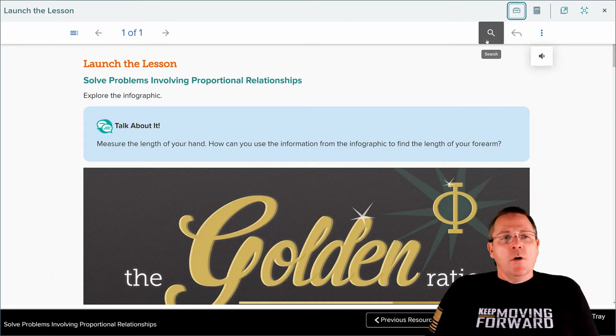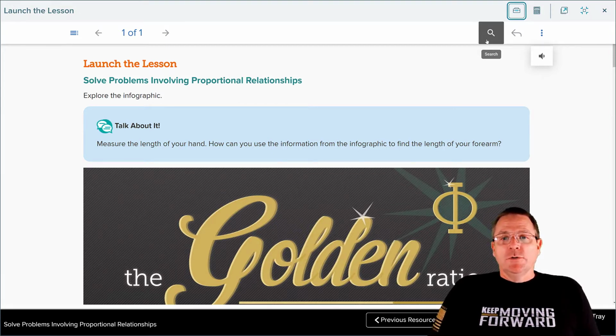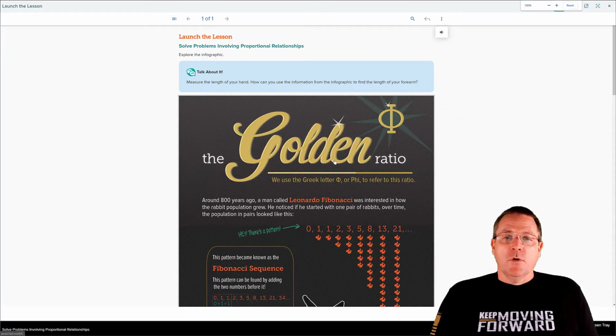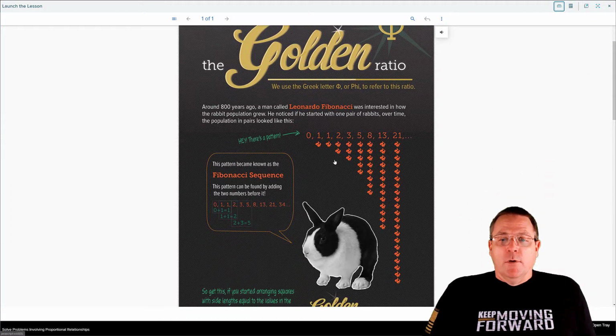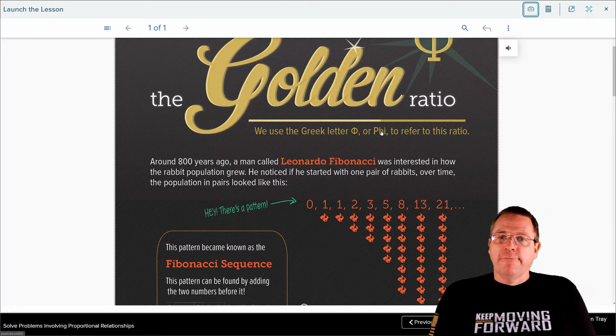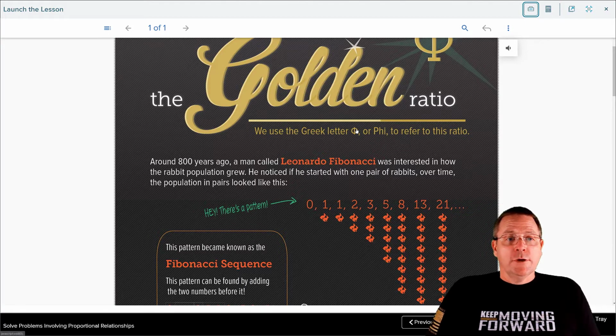In our beginning talk about it says measure the length of your hand. Can you use the information in the infographic to find the length of your forearm? And with that we have what we refer to as the golden ratio. The golden ratio, it says we use a Greek letter phi, P-H-I right here, to refer to this ratio.